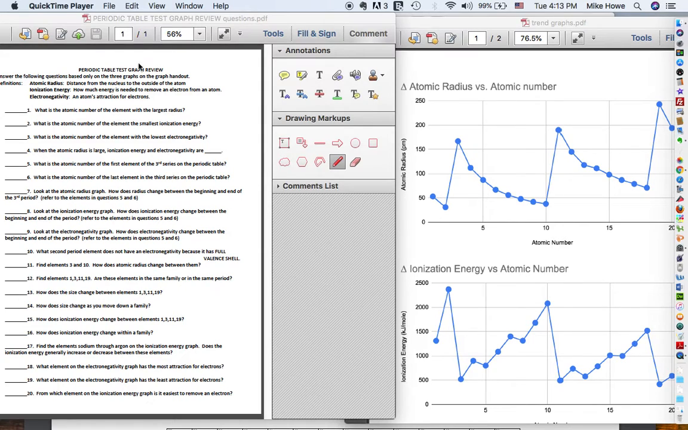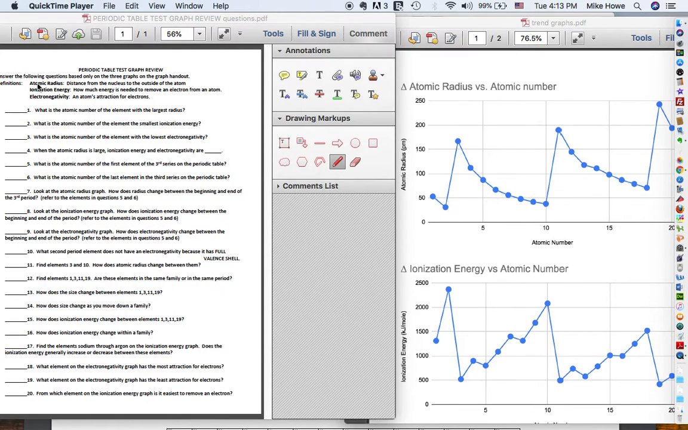So I had this little thing here for a do now, where we had a periodic table test graph review, with the periodic table graphs over here. These are the same kind of graphs. I made them the same way that you guys have been making them. Don't forget that I need to check those off of your Google Docs, or your Google Sheets actually in this case.